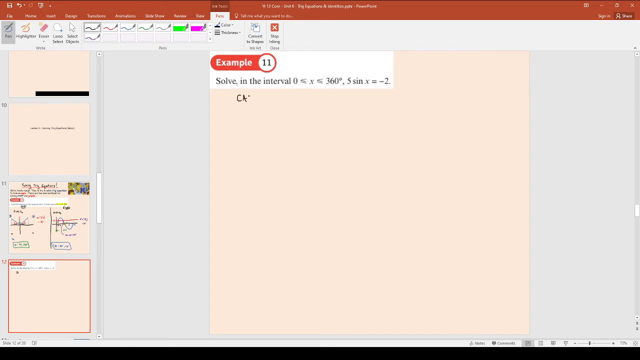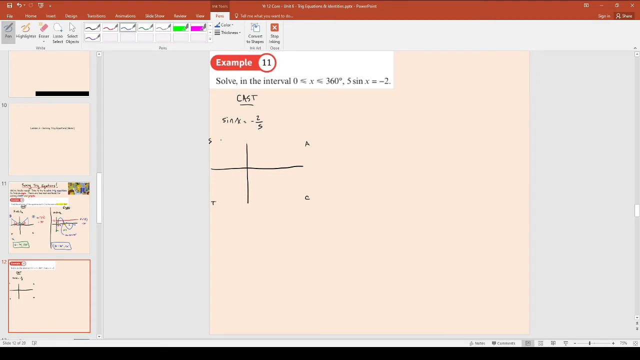So let's go CAST first. First things first, I don't like the way it's written, so I'm going to rewrite it having divided both sides by 5. I'm going to have sine of x is equal to minus 2/5. The CAST method's next step is this: get your little picture down, because this is the only drawy part of it. Now sine of x is equal to negative 2/5, so our answer is negative.